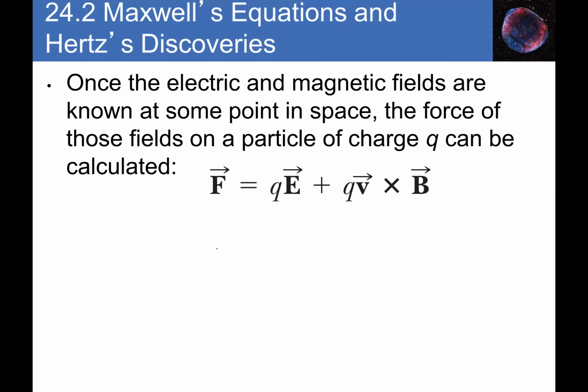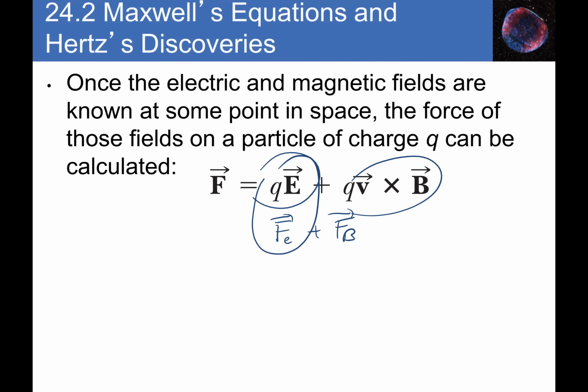And this one is that, you can say once the electric and magnetic fields are known at some point in space, remember, if you have an electric field, they're bound to be an electric force. If you have a magnetic field, they're bound to be a magnetic force. And then the net force is the vector sum of electric and magnetic forces, right? This is the electric force, test charge times the electric field. And this is the magnetic force, which is Q V cross B, okay?